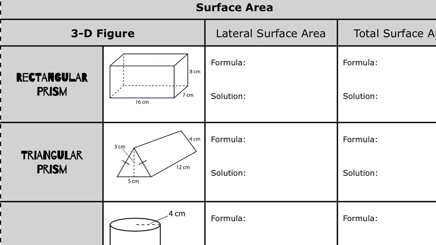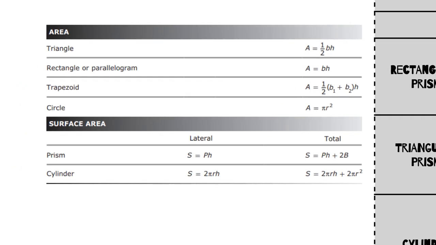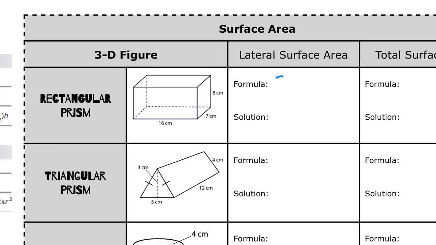So to get us started, our formula for lateral surface area comes directly from our math charts. We are going to use this formula here. So surface area equals perimeter of the base times height. Now, what we need to do first with our 3D figure is we need to shade our base, draw this base. So I'm going to draw a little mini rectangular prism, and this is 16 by 7, and then I'm going to circle the height so that I don't lose track of all of this.